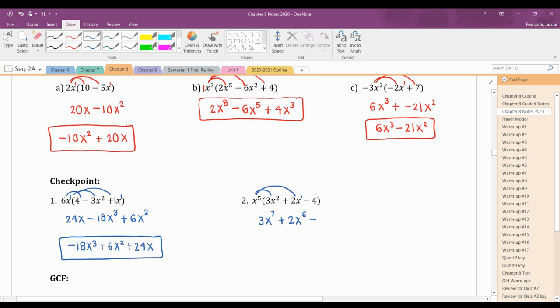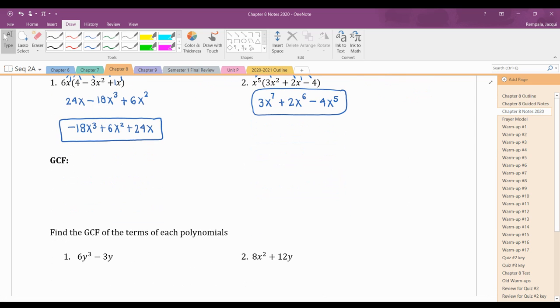Bring down the subtraction sign. I'm distributing that. X to the fifth times 4 becomes 4x to the fifth. Because there are no like terms, I don't have to combine anything. And then I notice that it's already in standard form, so we don't have to rearrange anything either. That's my answer.